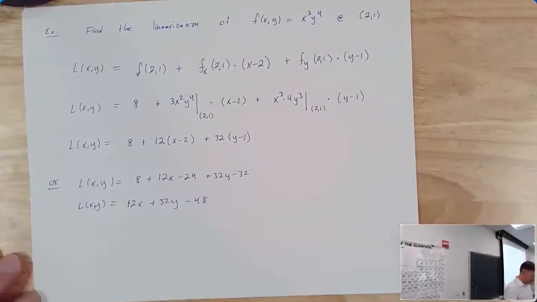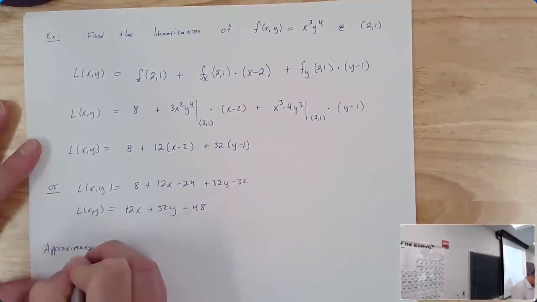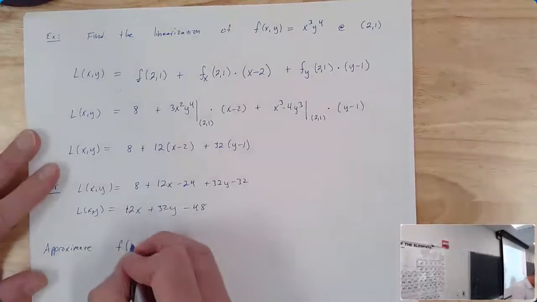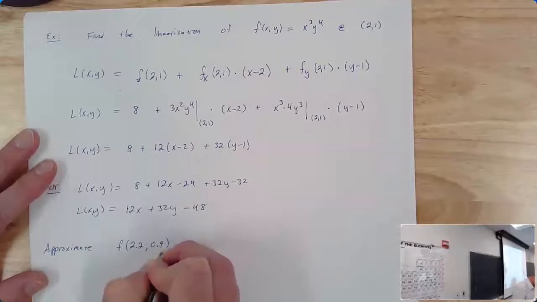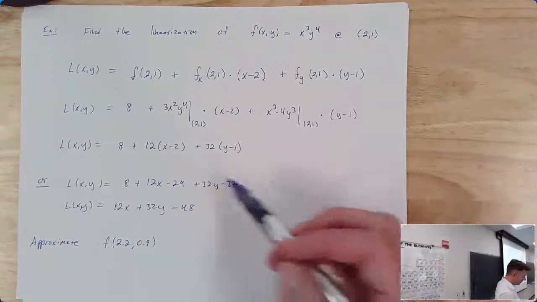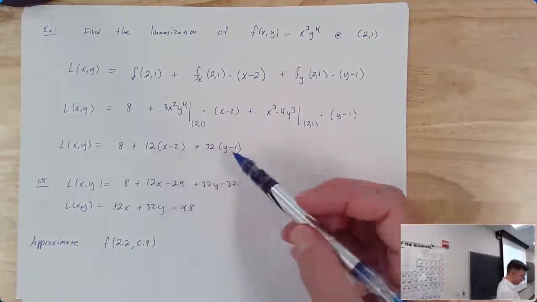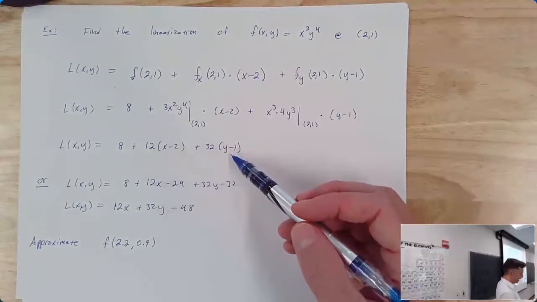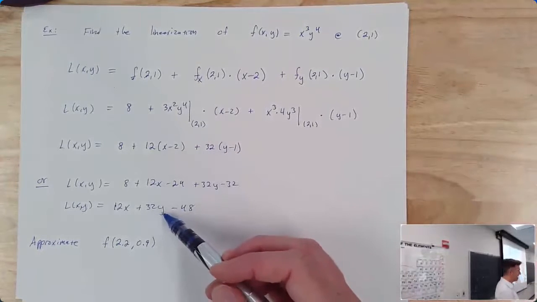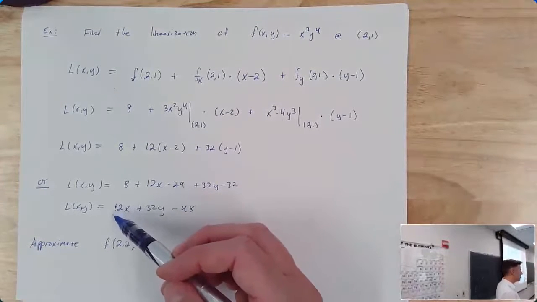Now we're going to use this linearization to approximate f of 2.2, 0.9. So here's what I want you to see. If I plug in 2.2 here, 2.2 minus 2 is 0.2, and 12 times that is not hard to do. And 0.9 minus 1 is negative 0.1, and 32 times negative 0.1 is not that hard. On the other hand, 32 times 0.9 is kind of hard for me to calculate. 12 times 2.2 is not that easy to calculate, right? Those are harder things to do.